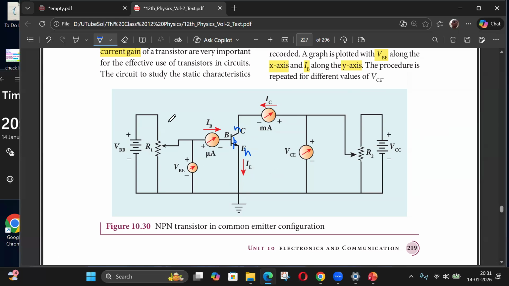Here you have to apply a voltage such that this junction is forward biased in the active region and this one is reverse biased. For forward bias, if we apply a positive voltage here, it will repel the holes towards the junction, so the junction will become narrow. And this junction will become wider because this positive will attract the holes.